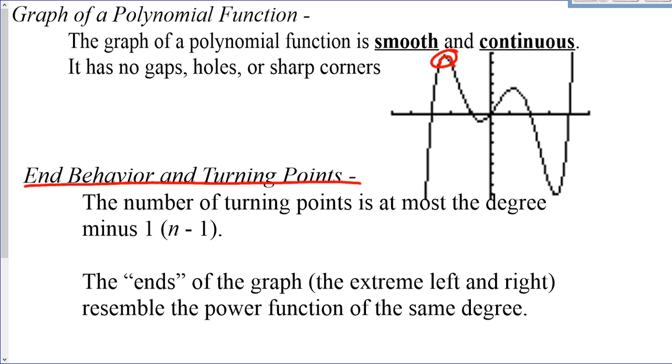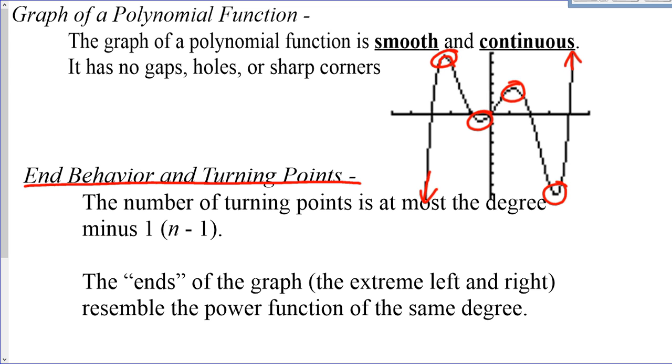So end behaviors, like we said before, is what is happening as we go far left and far right to infinity, what's going to happen to our graph. Turning points is where we go from positive slopes to negative slopes. So we have a turning point here, a turning point here, a turning point there, and a turning point there. So with 4 turning points, okay, the number of turning points is at most the degree minus 1.